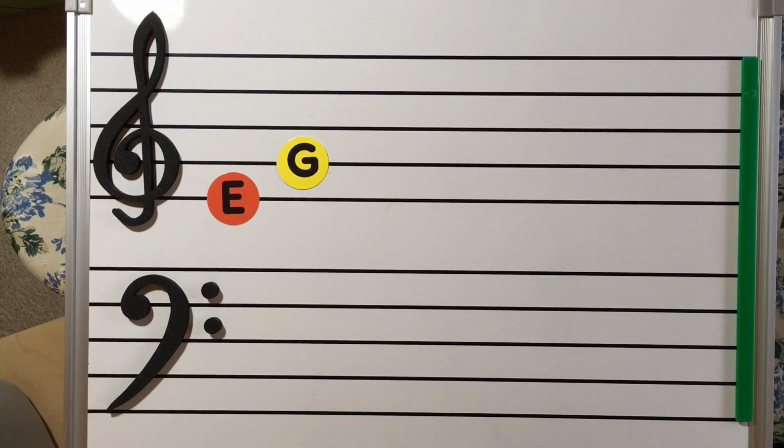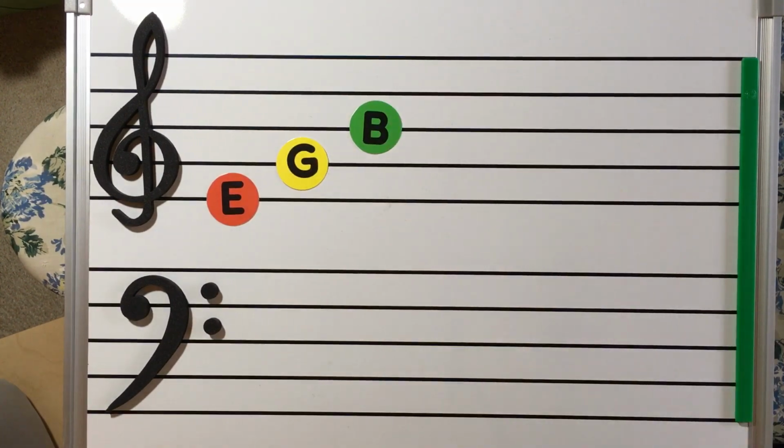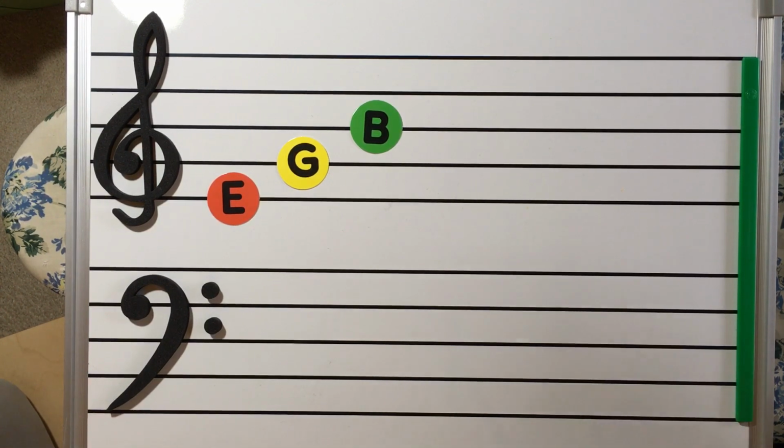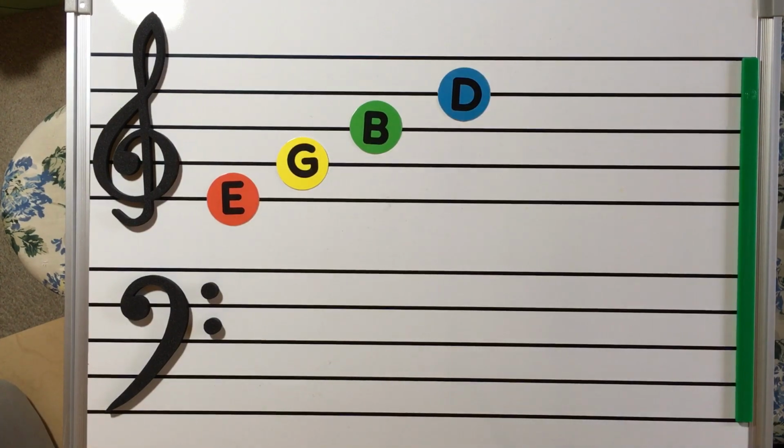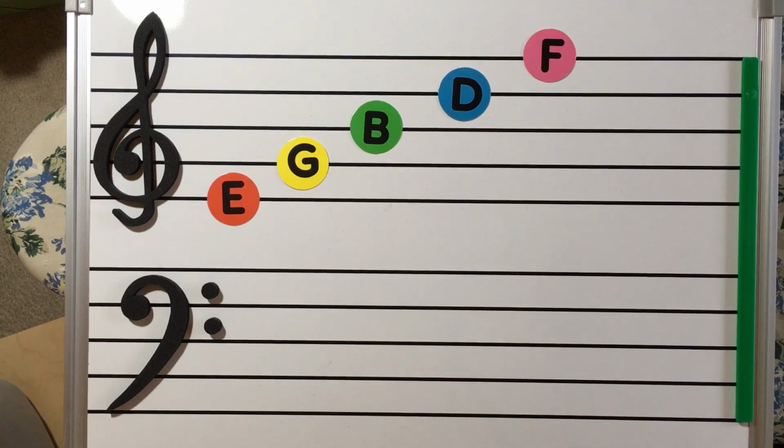Now remember, what is up a third from G? B is up a third from G. Up a third from B is D. And up a third from D is F. So in a very basic way, these are the names of the lines of the treble staff.